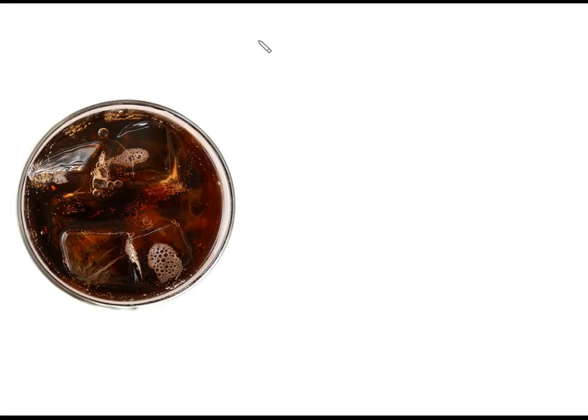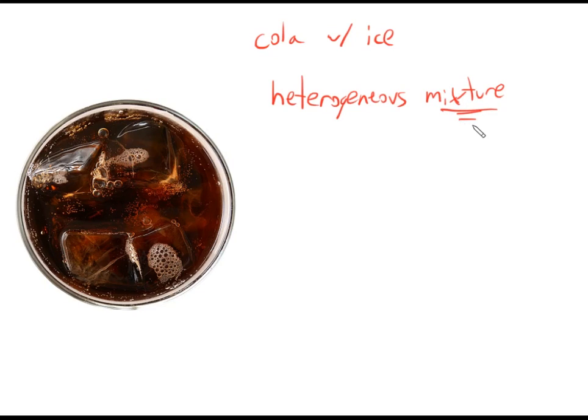For our last example today, I've got this glass of Coca-Cola with ice in it. And I want to use this as an example. This is a heterogeneous mixture. So first of all, key on the word mixture first. It's made of different things. So what's going on here?